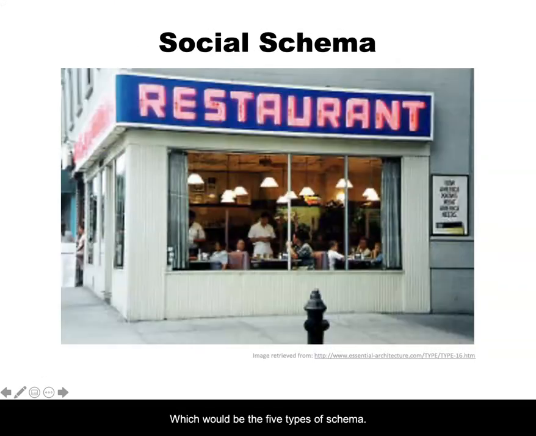Let's review the 5 types of schema. First, we have social schema, which is generated by an event such as going to a restaurant. This event consists of a script and scenes like booking a table, arriving at the restaurant, ordering food, and contains props like a menu, roles like the waiter, and outcomes like not feeling hungry.